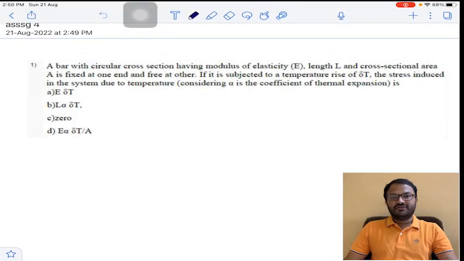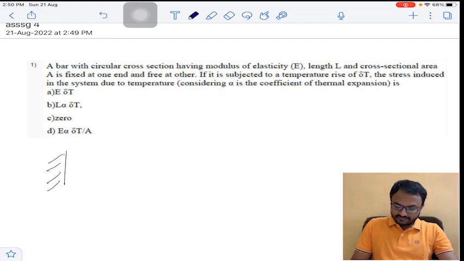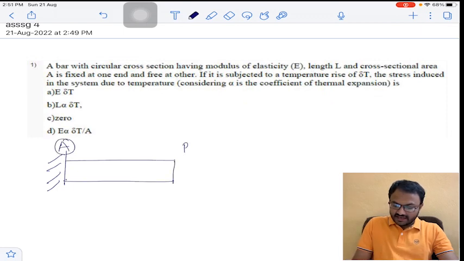Today I am going to solve the fourth assignment of Strength of Materials. The first question is, a bar with circular cross-section having modulus of elasticity E, length L and corresponding cross-sectional area A is fixed at one end and free at other end. So you can have a diagram here. It has been fixed at A and free at B.